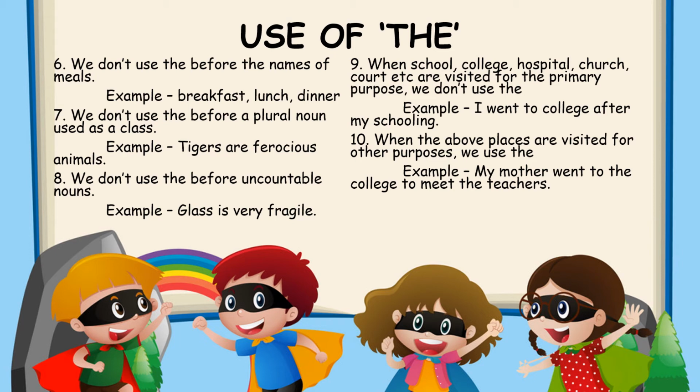Seventh one, we don't use "the" before a plural noun used as a class. So if the noun is plural and it is used as a group, where you're mentioning it like a group, then you will not use "the". You will not say the tigers are ferocious animals. You will just say tigers are ferocious animals. Eighth one, we don't use "the" before uncountable nouns. Before nouns which you cannot count, you will not use "the". Glass is very fragile. We are taking glass as an uncountable noun.